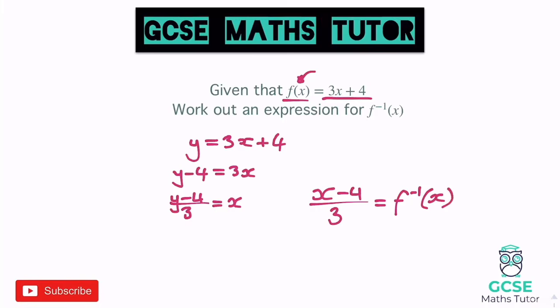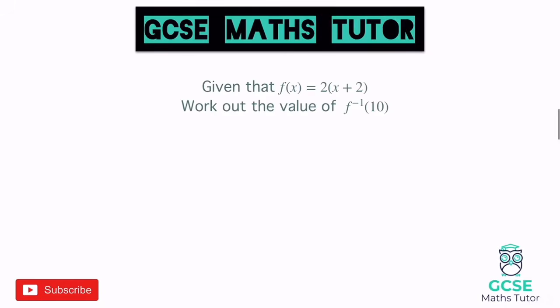Okay, and think back to the logical idea there. We said to reverse timesing by 3 and adding 4, you would take away 4 and divide by 3, and that's what's shown there in the inverse function: x take away 4 and then divide by 3, and that is our inverse function. Okay, so all we're going to do is write y equals instead of f of x, make x the subject, and then swap x and y. So 3 little steps there with some rearranging. Let's have a look at another one.